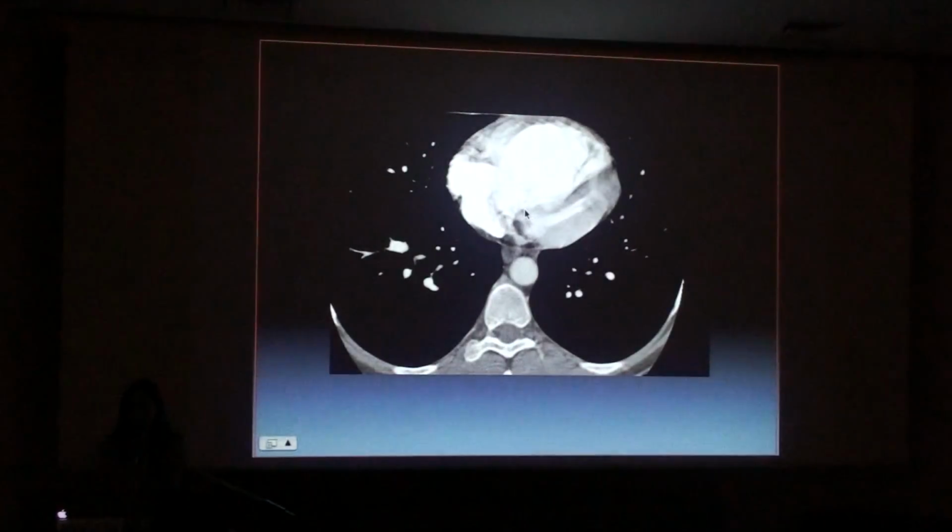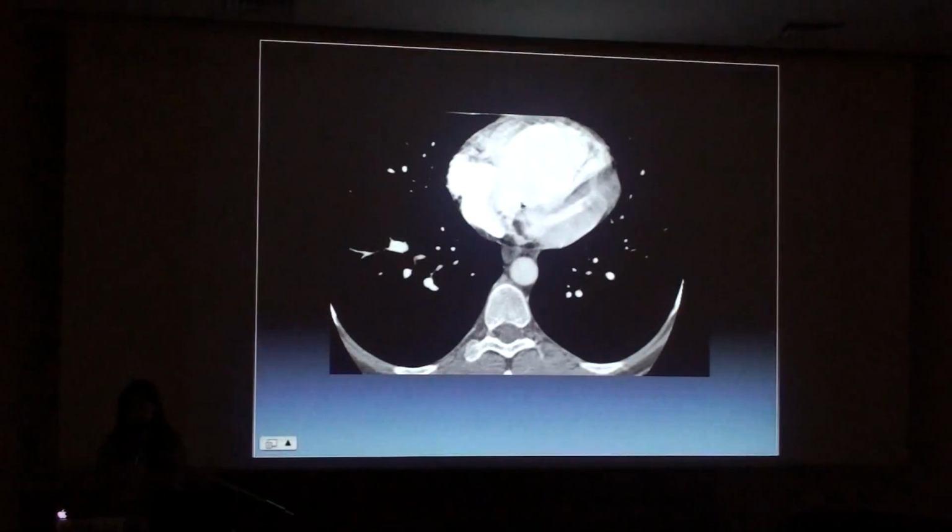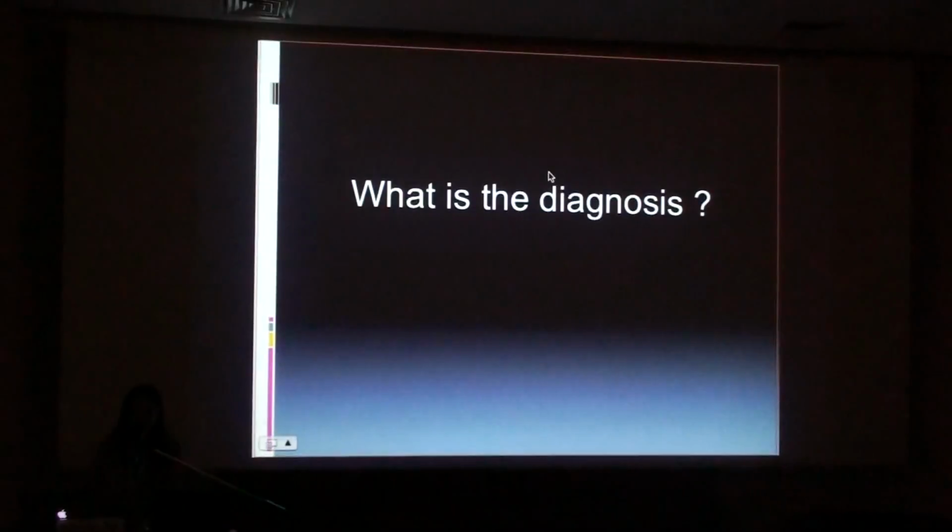Here you can see the severity. There is big enlargement of the right ventricle, of the right atrium, the deviation of the interventricular septum to the left, and the compression of the left ventricle. So it's due to the very high pressure inside the right ventricle. So do you have an idea about the diagnosis now?